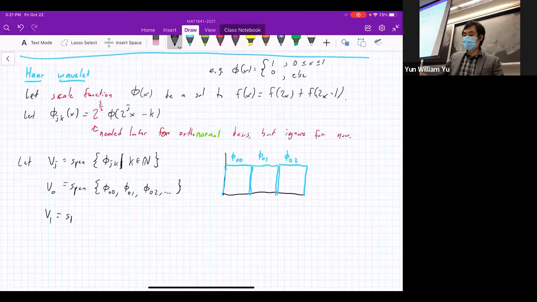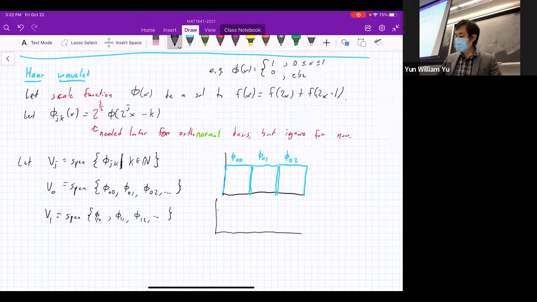And V1 would then be the span of things at half of this: phi 1,0, phi 1,1, phi 1,2, etc. And so that's going to look something like this. And of course this here is phi 1,0, phi 1,1, and so on.